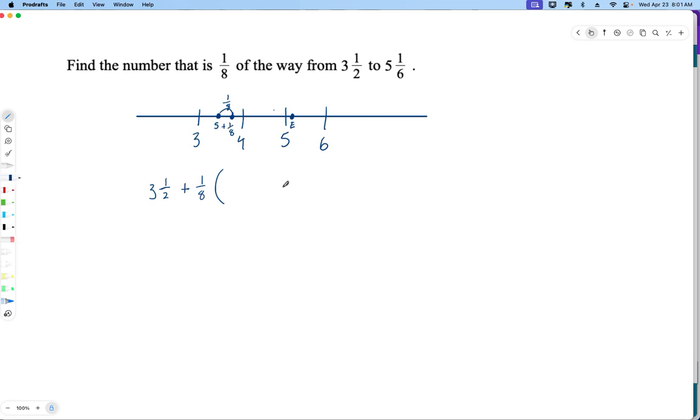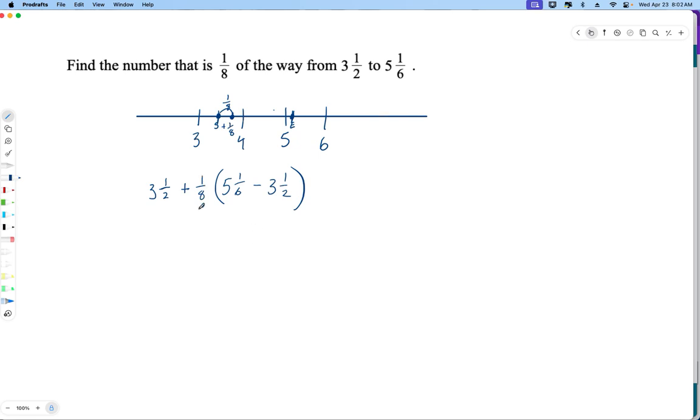The range. Remember the range we used to do in data analysis? So the range is the highest minus the lowest. So the range is going to be 5 1/6 minus 3 1/2. That's going to give us the distance between these 2 points. We take the highest number minus the lowest number, and that gives us the distance, right? We need a positive number. That's why I take the highest minus the lowest. That gives us the distance between here and here.